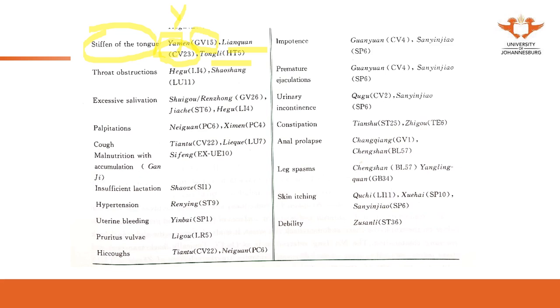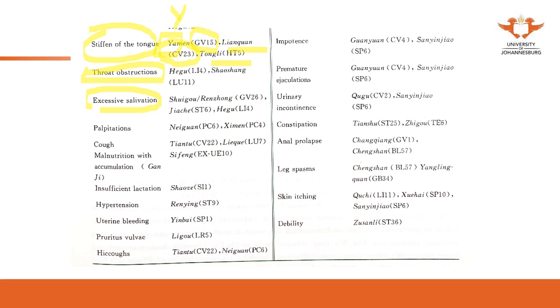The throat obstruction, Hegu, Shao Shang. This obstruction is not physical obstruction, it mostly refers to the discomfort or the pains of the throat. Excessive saliva: apart from these points, you also can focus on the spleen.